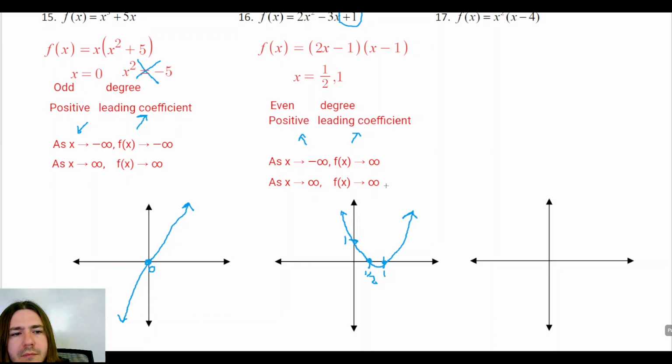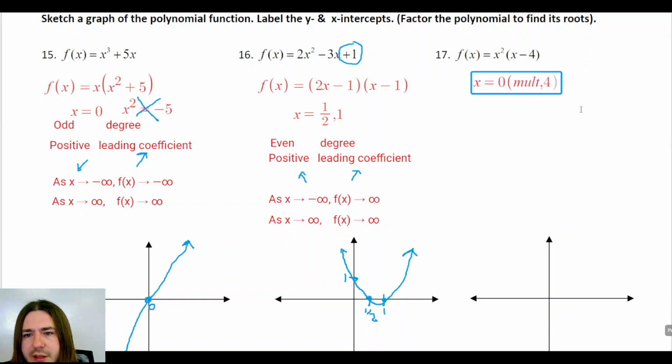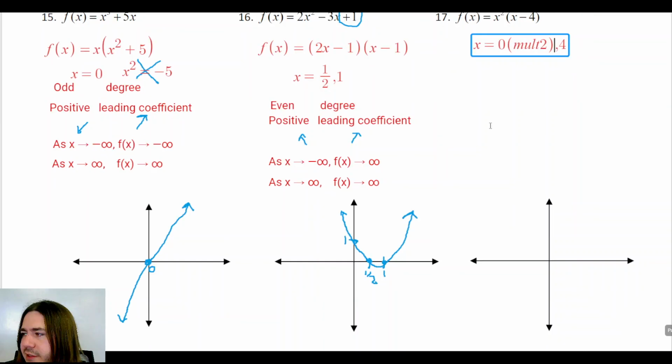Number 17 is already factored. Wow, that's nice. We can skip that step, and we go straight to x equals 0 and x equals 4. Now this 0 is going to have a multiplicity of 2. What we know about that is that when it touches the x-axis at the origin here, it's going to bounce off of the x-axis.